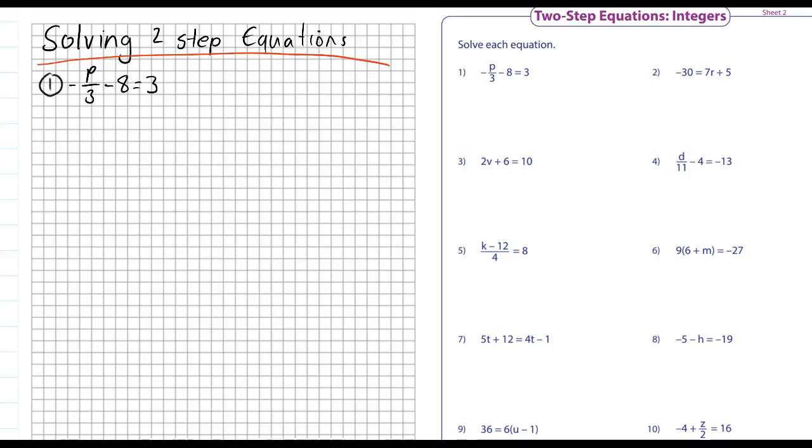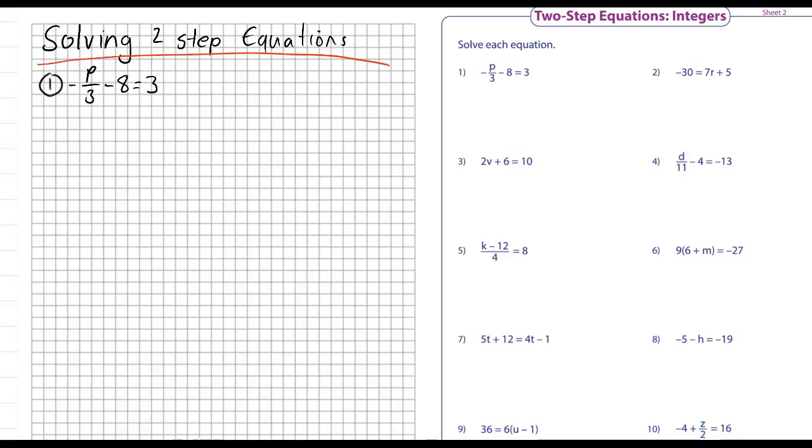Guys and girls, today we're solving two-step equations. One of the key hints is in the name. You need to do two things to solve these equations, because two things are happening to the variable. Now the first thing I like to do when I'm solving equations is say them aloud. So just reading them often gives you a clue as to what you need to do.